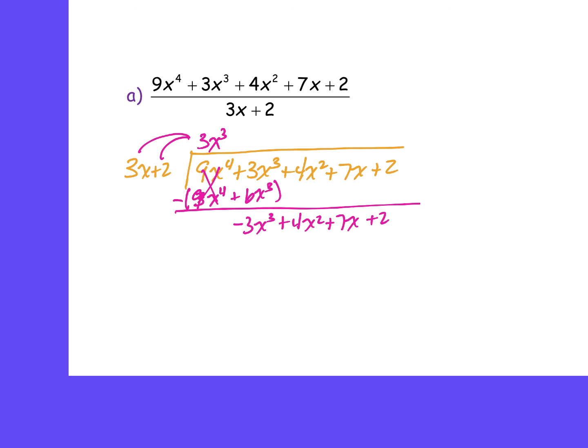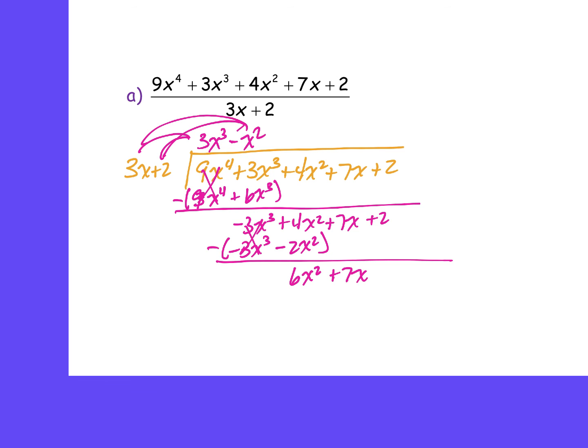Okay. What do I multiply 3x by to get negative 3x cubed? Minus x squared. Beautiful. And so now I distribute this, and I get negative 3x cubed minus 2x squared. Yeah? And I subtract. So this goes away, and 4x squared minus a negative 2x squared is 6x squared.